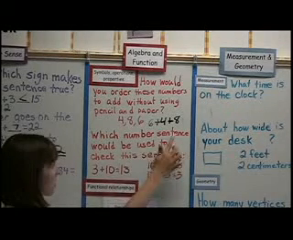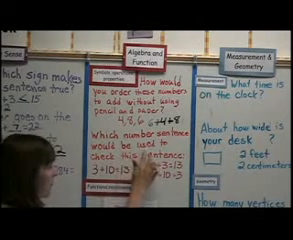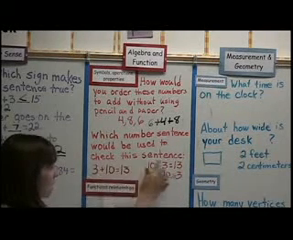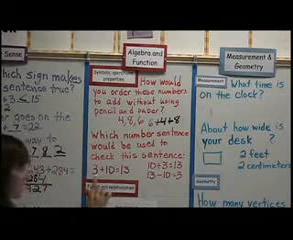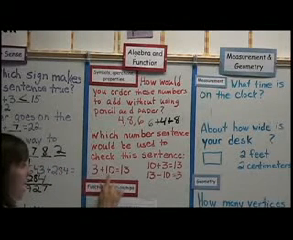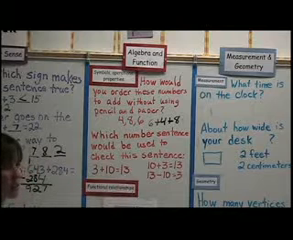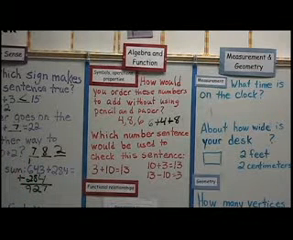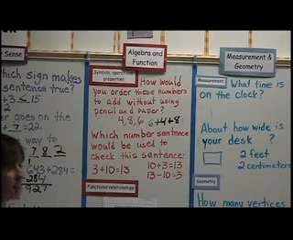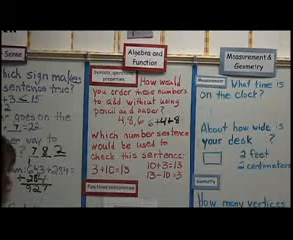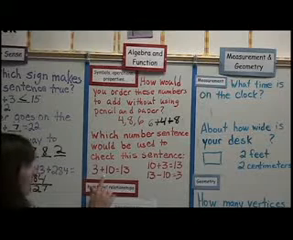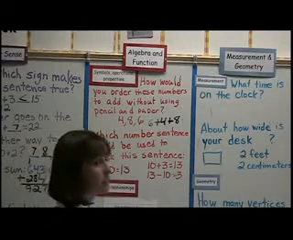Which number sentence would be used to check this sentence? Let's read the sentence. 3 plus 10 equals 13. Who knows the secret to checking addition? Jaden? We're going to turn the train around. So, if 13 is the end of our train, what's going to be the beginning of our train, class? 13. And the opposite of addition is?